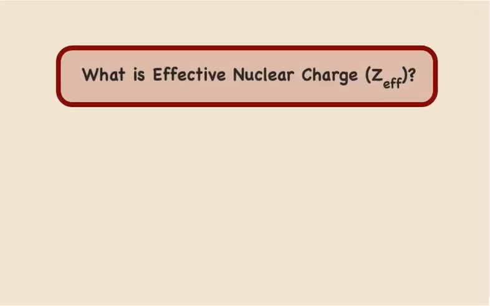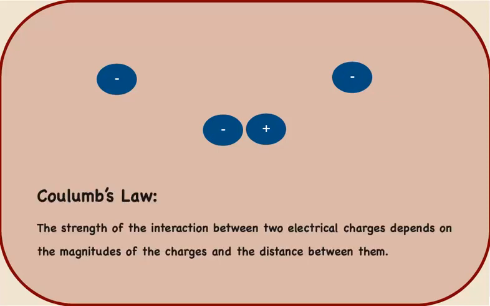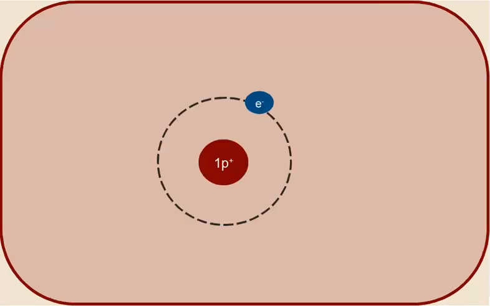Before we move forward and talk about the periodic trends in atomic radius, we need to talk about another concept, which is effective nuclear charge. So, if you recall Coulomb's law, opposite charges attract each other and like charges repel each other. Also, Coulomb's law states that the strength of the interaction between two electrical charges depends on the magnitudes of the charges and the distance between them.